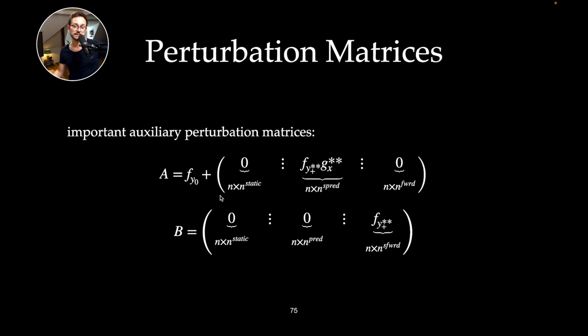Okay, so we will see that those terms fy0 plus this guy over here will come up in many equations that follow, and having this matrix A and also this matrix B that is of dimension n by n, and A is also n by n, because static plus predetermined and mixed plus forward is our definition of the groups of all the endogenous variables. And the same here: static plus predetermined plus mixed and forward looking. So those matrices are n by n, and this makes life easier later on.